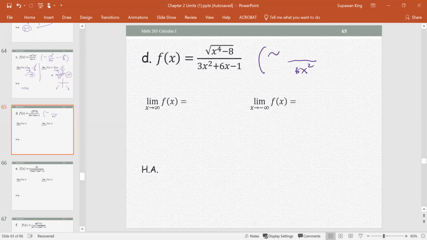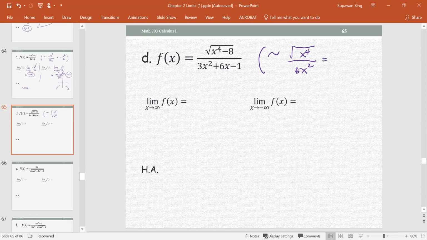All right, we have the square root, right? In the square root, what is the leading term? X to the fourth. Yes, x to the fourth. Since the square root is on top of it, we have to carry it with the term. We ignore the negative 8, as we ignore the 6x minus 1.